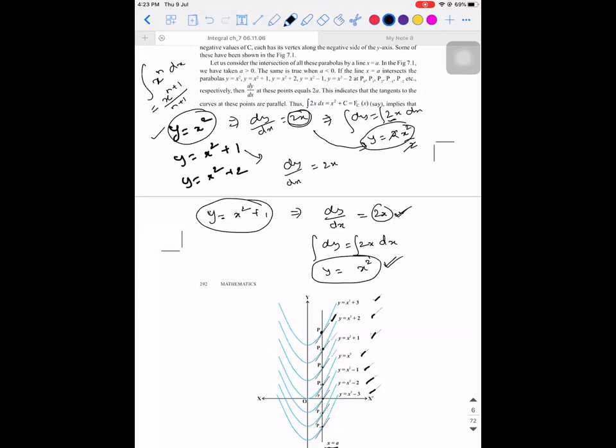You didn't get it, you got it from x square plus 1. You actually didn't get it from x square. So what mistake is happening if we ignore the constant?